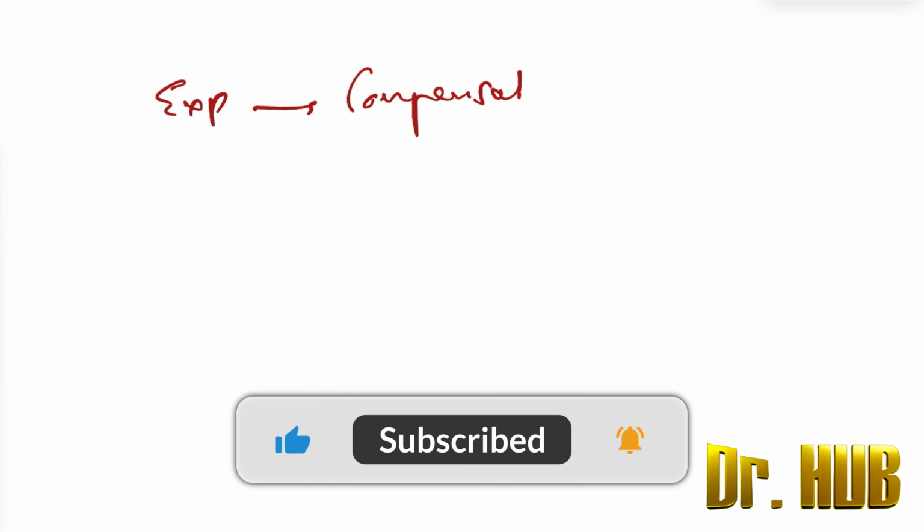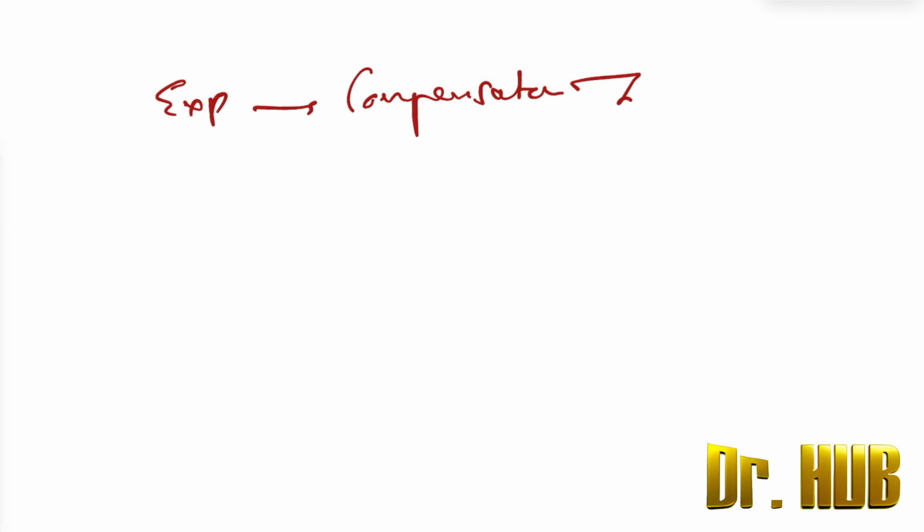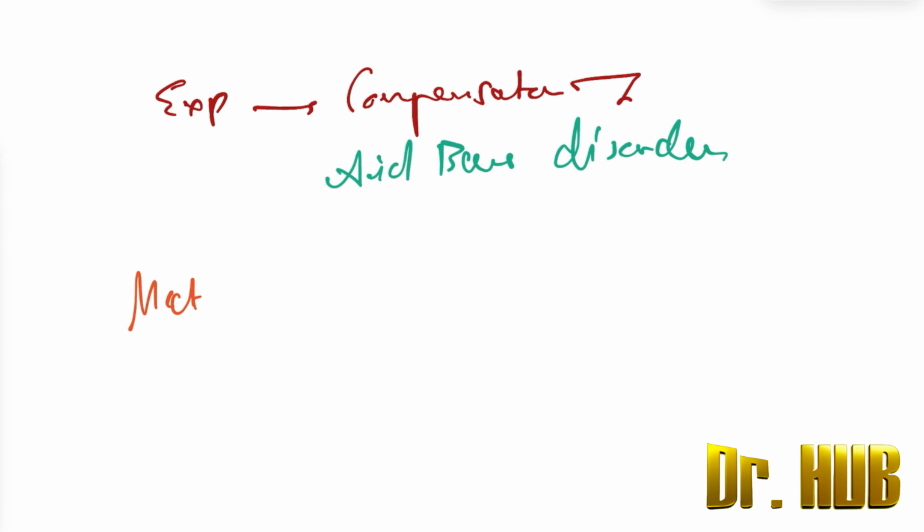Today we'll look at the expected compensation, in case of the acid-base disorders. First, the disorder we are going to look at is the metabolic disorders. So what happens in the metabolic disorders?